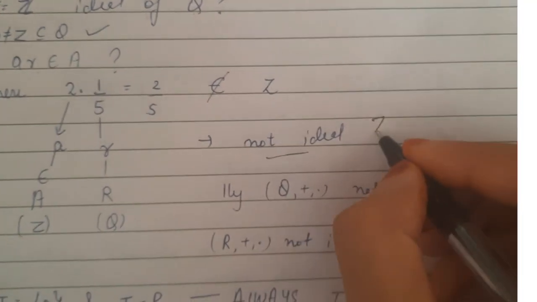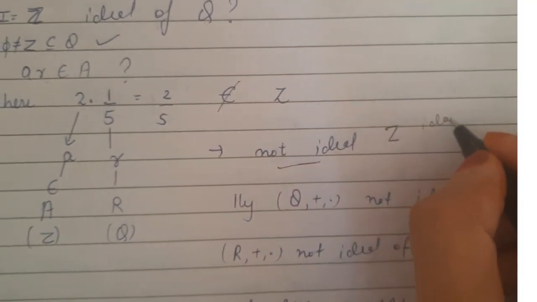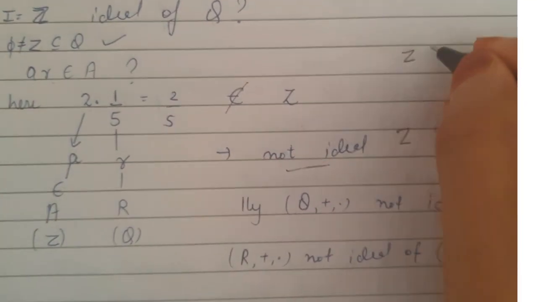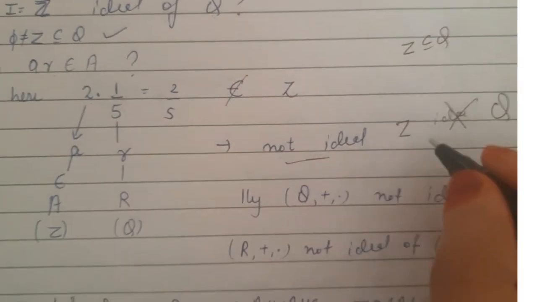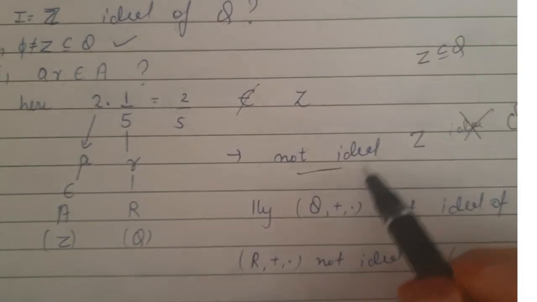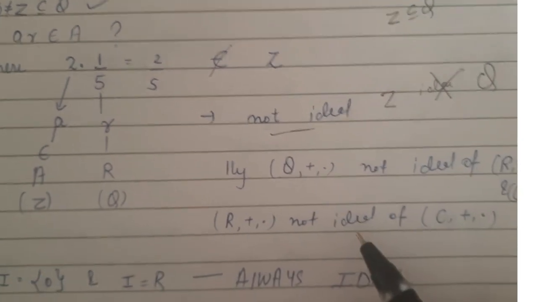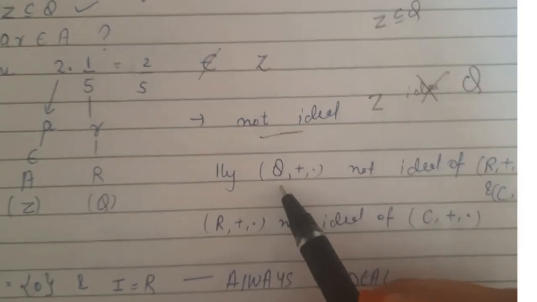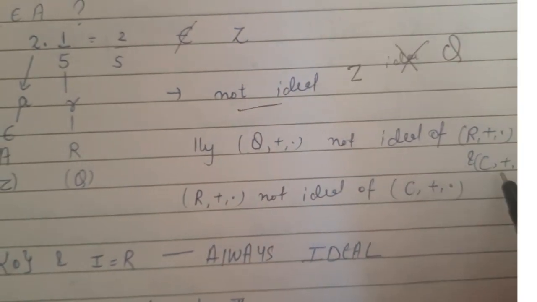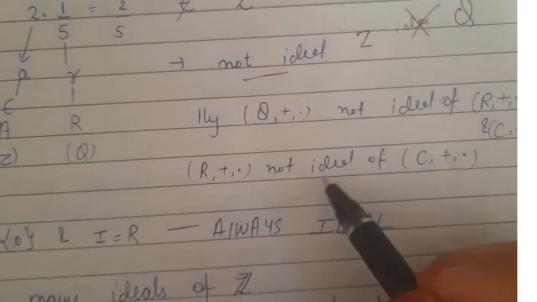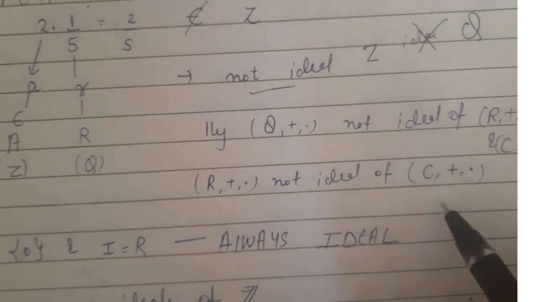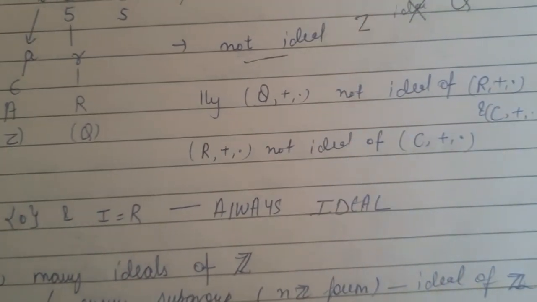Z is not an ideal of Q. Even though Z was a subset of Q and non-empty, as this property doesn't hold, it is not an ideal of Q. Similarly, Q will not be an ideal of R and C, and R will not be an ideal of C, under addition and multiplication ring. So this is the property of an ideal.